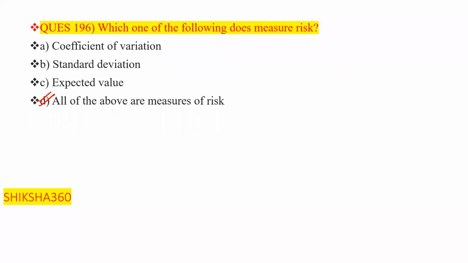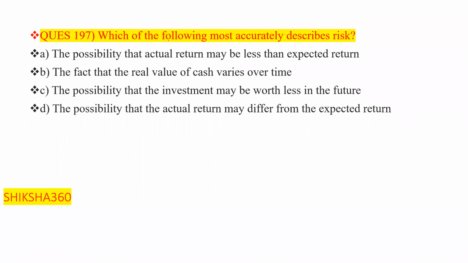Now move to the next question, question number 197. Which of the following most accurately describes risk? Very carefully please answer this question. They want to know the exact definition of risk. First one is the possibility that actual return may be less than the expected return.